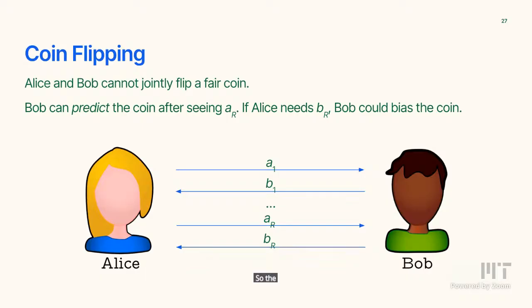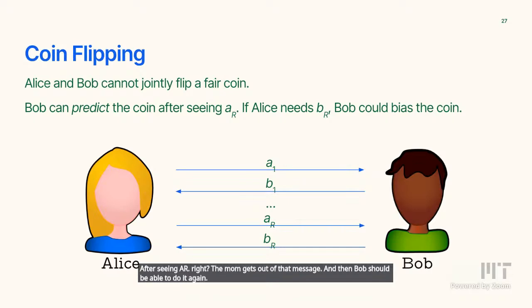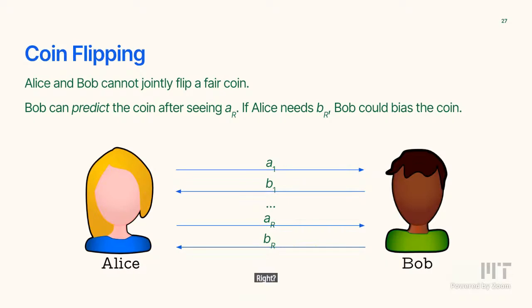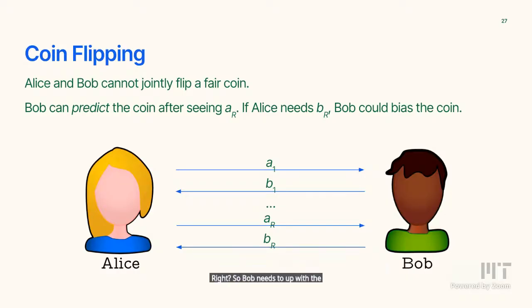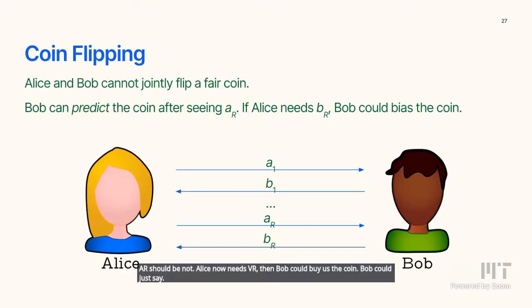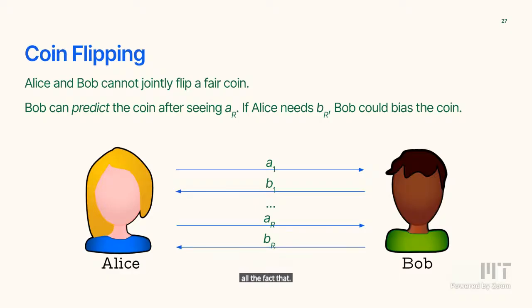So the first thing I observe is Bob can predict the coin after seeing AR. Right? So Bob gets Alice's last message, and then Bob should be able to say what the coin actually is. Maybe Alice can't and needs information from Bob, but Bob's not getting any more information from the protocol. So AR should be enough. If Alice now needs BR, then Bob could bias the coin. Bob could just say, call disconnected, sorry, if it's not the coin he wants.